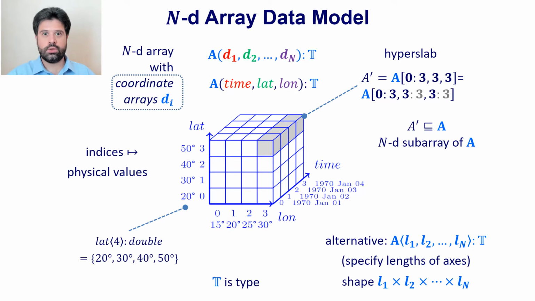First, let me remind you the multidimensional array data model that we use in this tutorial. Please recall that an array shape is a tuple with the length of array axis. In addition, a hyperslab of an array is its subarray. Hyperslabbing is an extraction of a hyperslab from an array. Hyperslabbing is one of the core operations that is present in all array DBMSs.